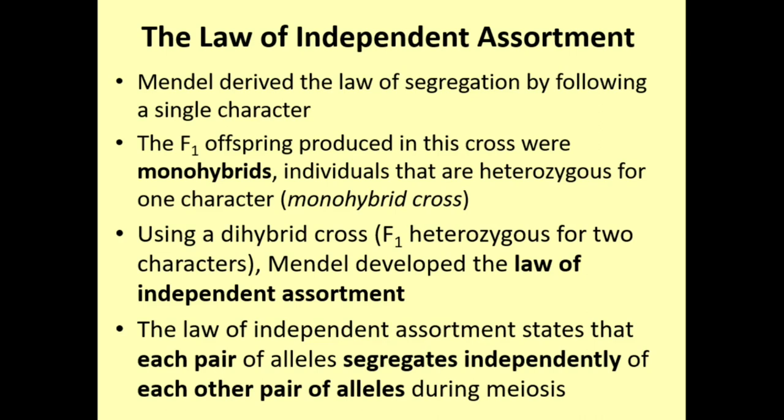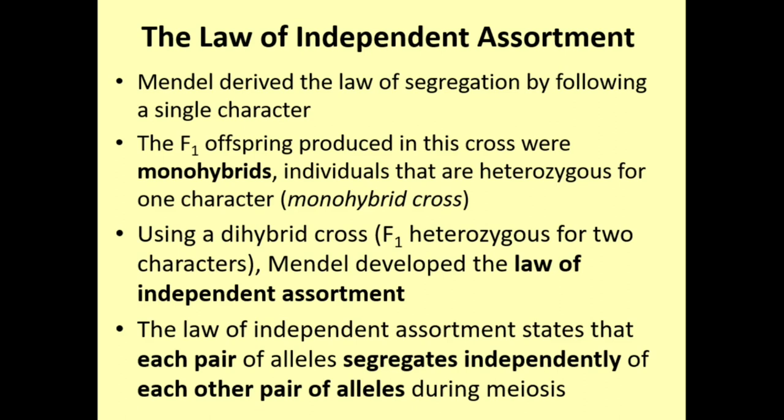So the law of independent assortment states that each pair of alleles, so that will be a pair of alleles for flower color and the pair of alleles for plant height, they will separate independently of each other during meiosis. Well, the reason that they will separate independently of each other is because they're not even on the same chromosome. They're on completely different chromosomes, so they have absolutely nothing to do with each other. Mendel's law of independent assortment states that each pair of alleles, so a pair of alleles for each character, will separate or segregate independently of each other pair of alleles during meiosis.